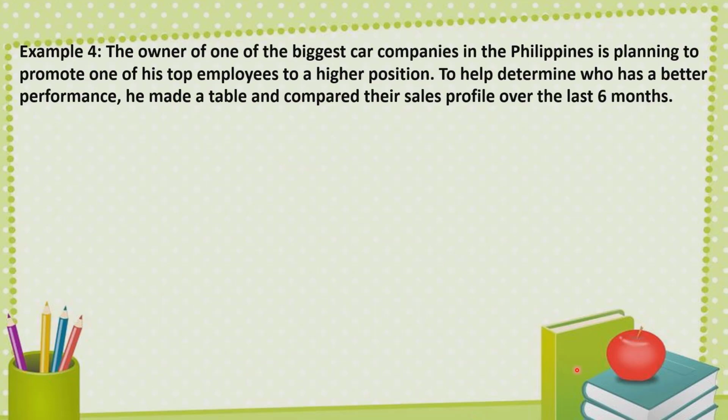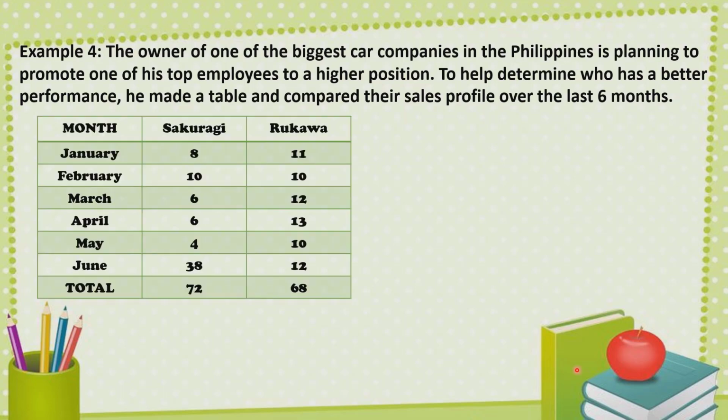Example number 4. The owner of one of the biggest car companies in the Philippines is planning to promote one of his top employees to a higher position. To help determine who has a better performance, he made a table and compared their sales profile over the last 6 months. We have here the number of sales of Sakuragi and Rukawa for the month of January to June and the total.